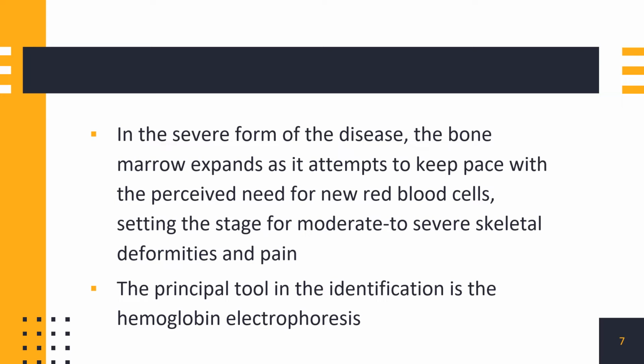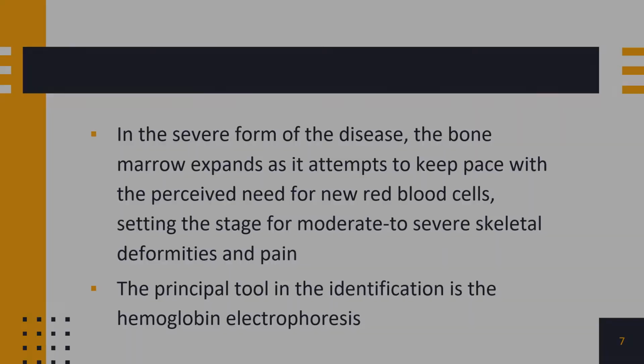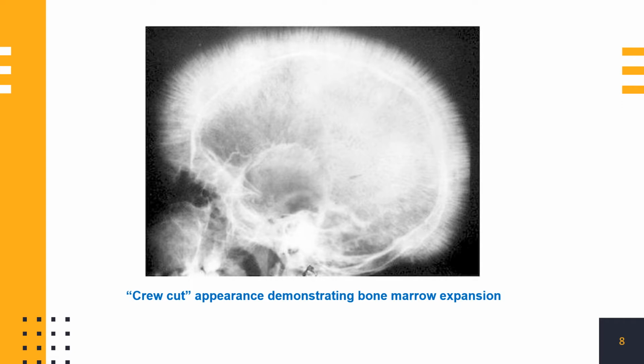The principal tool in the recognition is hemoglobin electrophoresis. In here, the elevated hemoglobin A2 is above 3.5%, and an elevated fetal hemoglobin can also be appreciated through hemoglobin electrophoresis. This slide shows the crooked appearance demonstrating the bone marrow expansion. This X-ray image can be described as hair standing on its end.